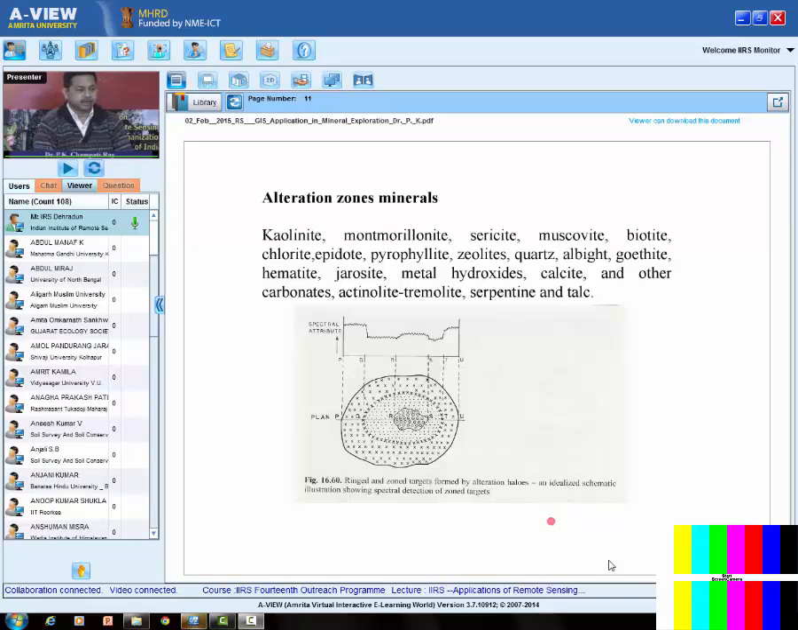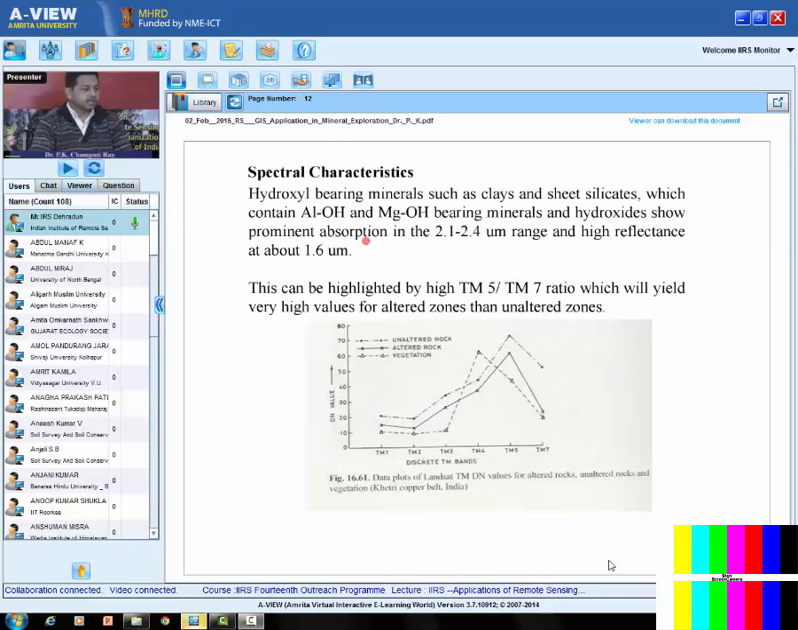nearby or in the surrounding areas. And as you see here, the hydroxyl bearing minerals such as the clay and the silicate, which contain AlOH and MgOH bearing minerals and hydroxide, show a prominent absorption feature at around the short wave infrared region 2.1 to 2.4, which corresponds to band 7 in case of the thematic mapper, and high reflectance value for the 1.6, which is the mid infrared region.